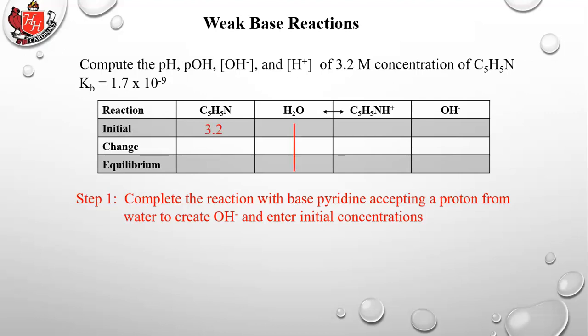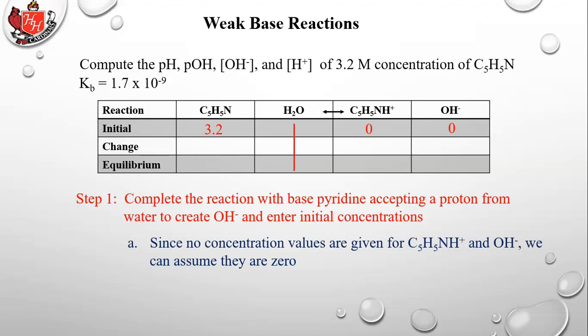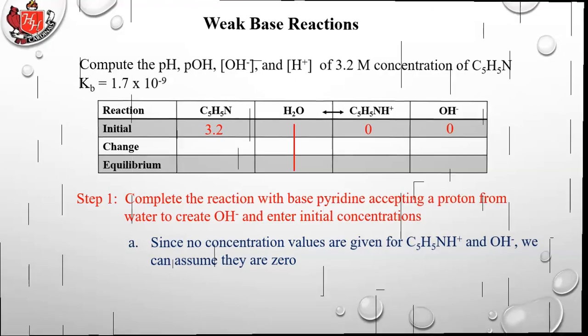We don't count the water. We have initial concentration of the conjugate acid there, C5H5NH+, of 0, and of hydroxide of 0. Now the change, again, with acid-base reactions, almost always the coefficients are 1. Since no concentration values are given for C5H5NH+ and OH-, we can assume they're 0.